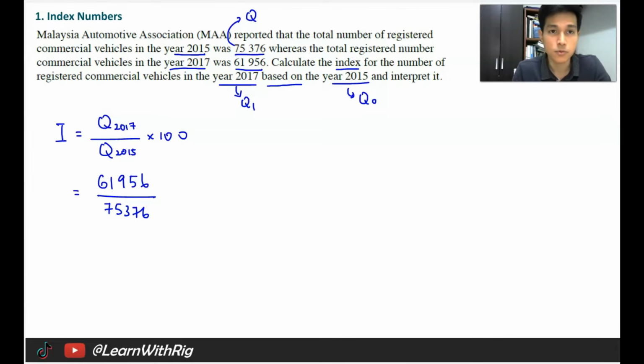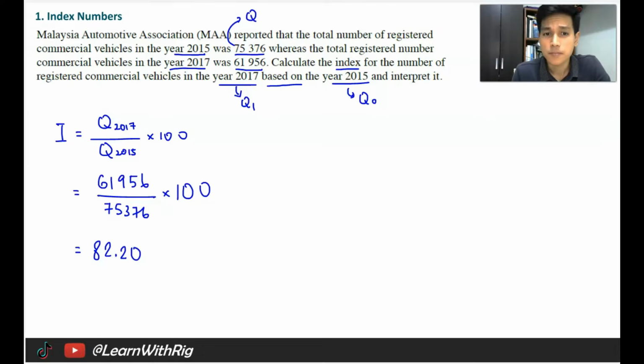Okay, so you must know that the value you're going to get is going to be less than 100. So in this case, times 100. So use your calculator, you should get your answer 82.80. Okay, no need to put percent, by the way, just this is index form. So 82.20. So what does this mean?